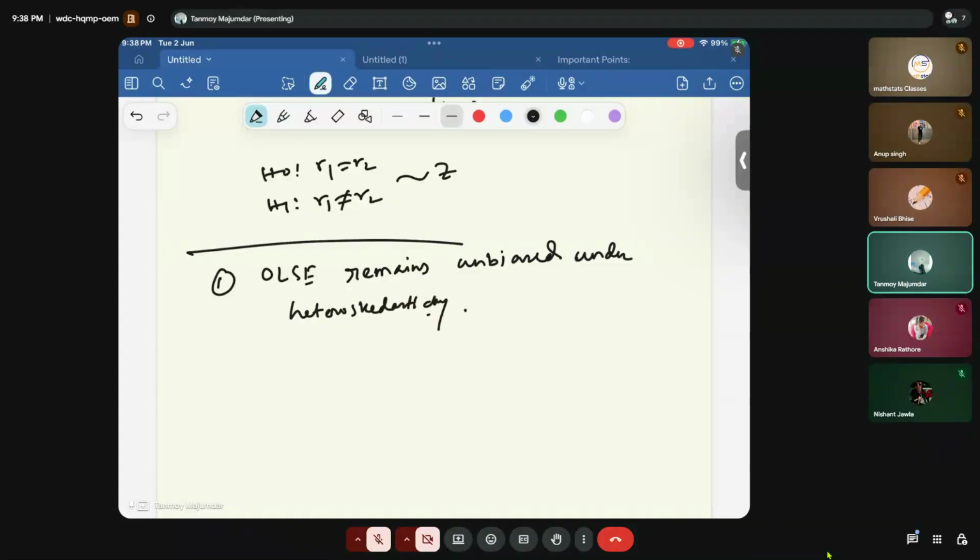First point. Next point is the variance. So the variance of B, that becomes (X'X)^-1 X'ΩX (X'X)^-1, the Omega that we used earlier. So obviously this variance is not the same as the conventional expression. So OLS is not efficient under heteroscedasticity. Okay, so this is one thing.